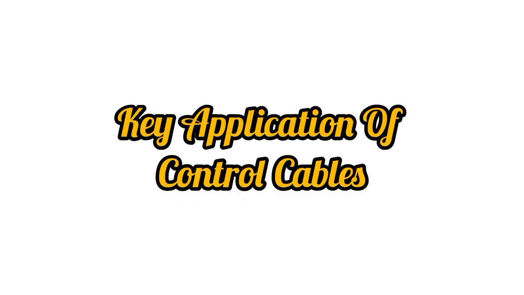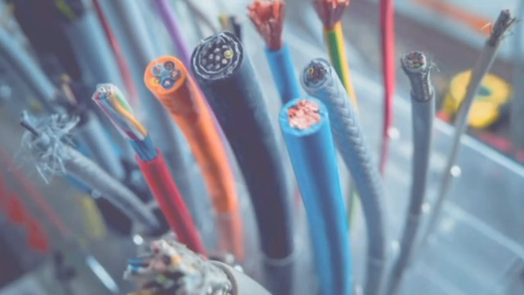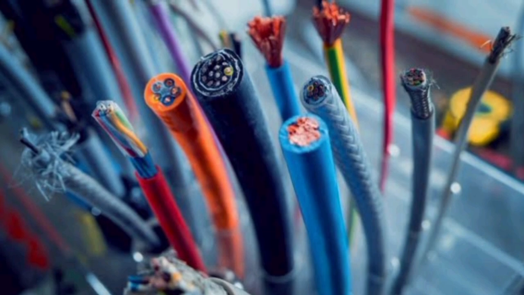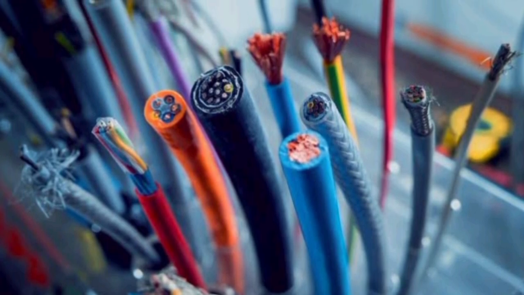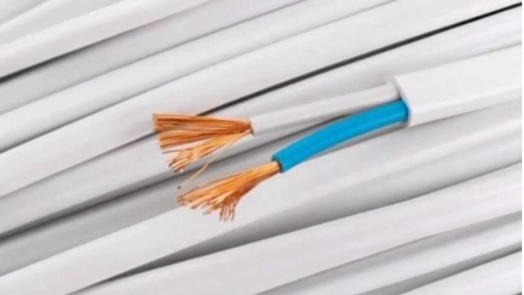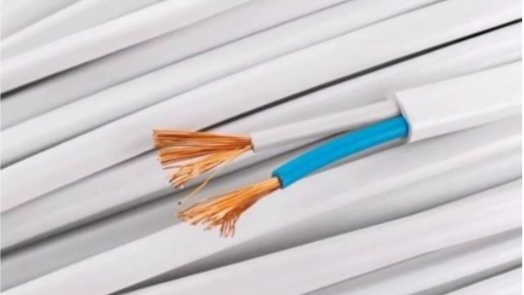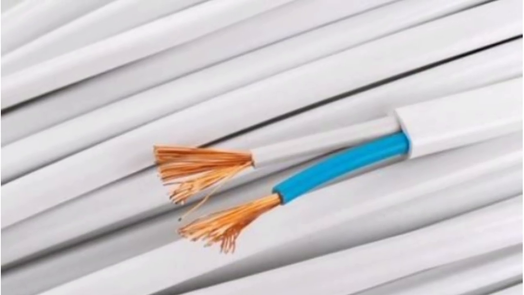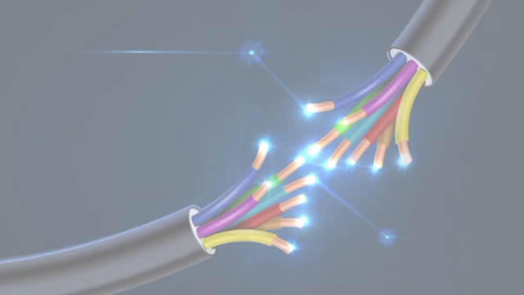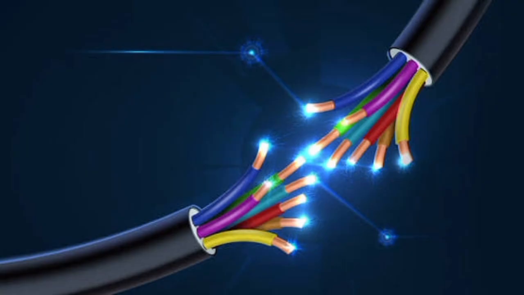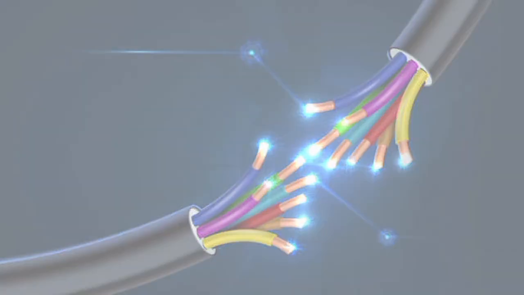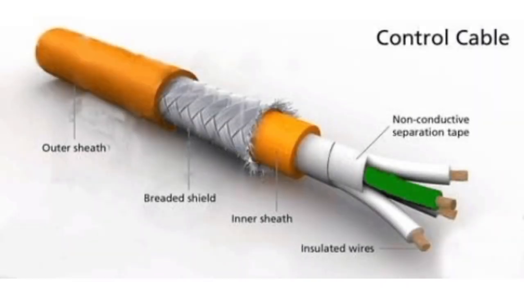Key applications of control cables. Industrial automation. From factory lines to robotic systems, control cables connect sensors, motors, and PLCs to ensure every movement happens at the right time. They are built to handle motion, vibration, and electrical noise. Building and construction. In commercial and residential buildings, control cables power up lighting controls, elevators, HVAC systems, and fire alarms. They are key to keeping everything running smoothly and safely.